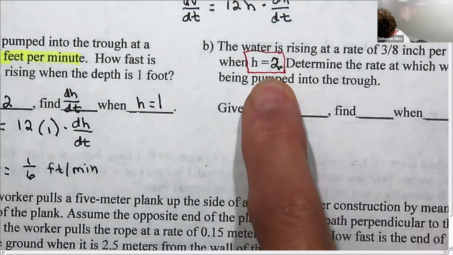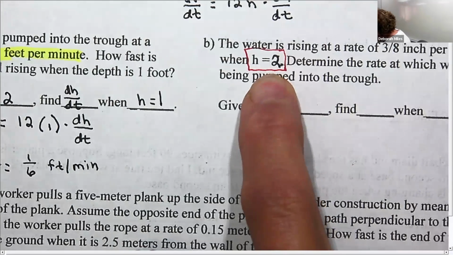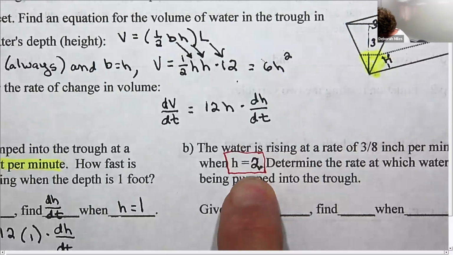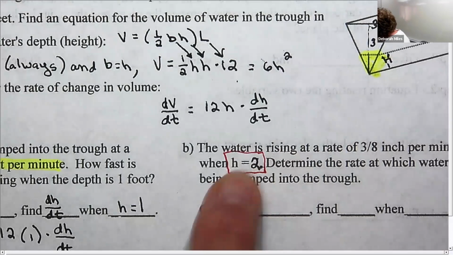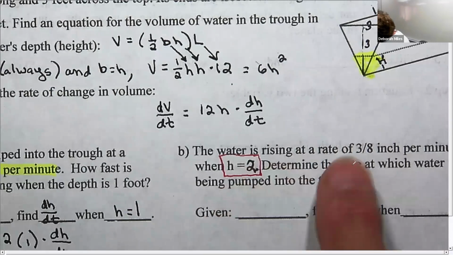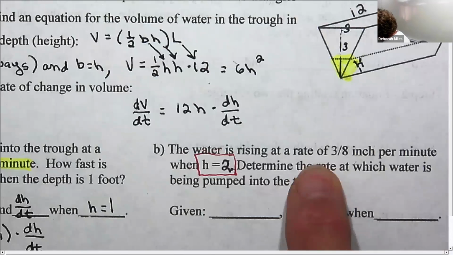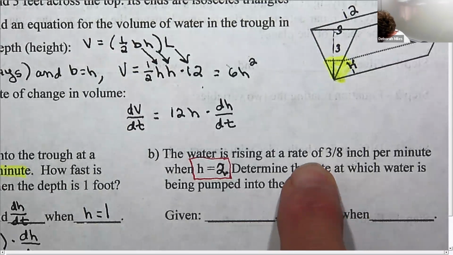And here's the other typo I found last night. I had H equals 7 there. It's supposed to be H equals 2. If the trough is only 3 feet deep, I can't tell you how fast the water's rising when it's 7 feet deep. It's spilling over. So it's supposed to be a 2. The water is rising at a rate of 3/8 inches per minute.